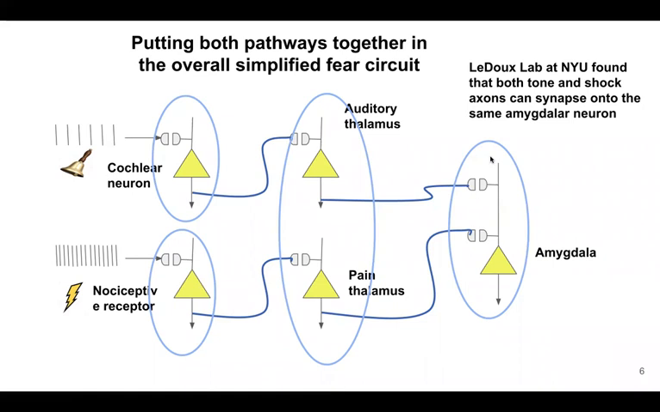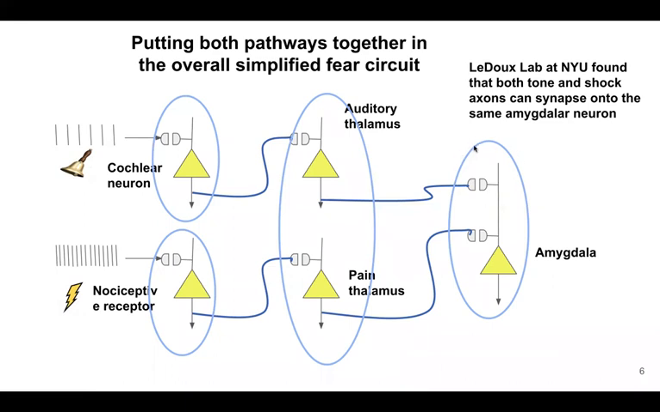Now, here's where it gets interesting. If both tone and shock occur at the same time, the tone thalamic neuron will fire due to tone, and the amygdala neuron will fire high at the same time due to shock. Now, cells that fire together wire together. This phenomenon is called Hebbian pairing, and this will lead to strengthening of the thalamic tone to the amygdala synapse. So this synapse will actually grow stronger.